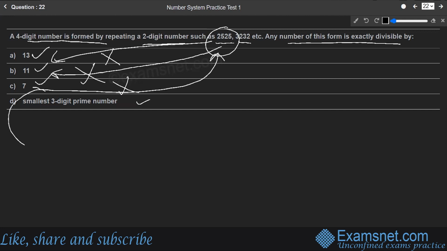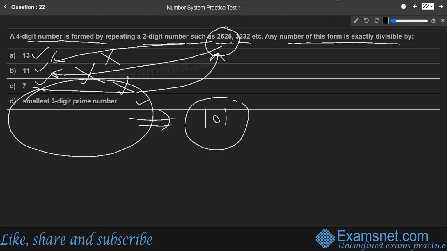So the only choice that we are left with is the smallest 3-digit prime number. What is the smallest 3-digit prime number? The smallest 3-digit prime number is nothing but 101. So this will be the right answer, which will be able to divide all the numbers made in this particular fashion. So the right answer is option number D.